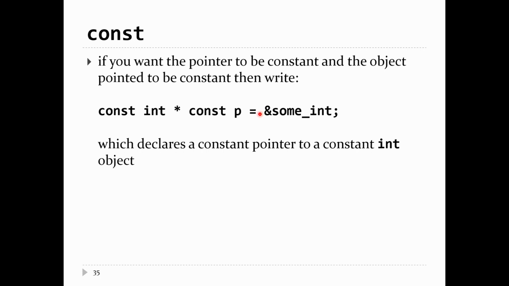Because the pointer is a constant pointer, you have to assign it a value. If you try to use p to change some int, it's not going to work, which I'm not going to bother trying to show you. If you just plug that into the previous program and try to change the value of i through p, it won't work.